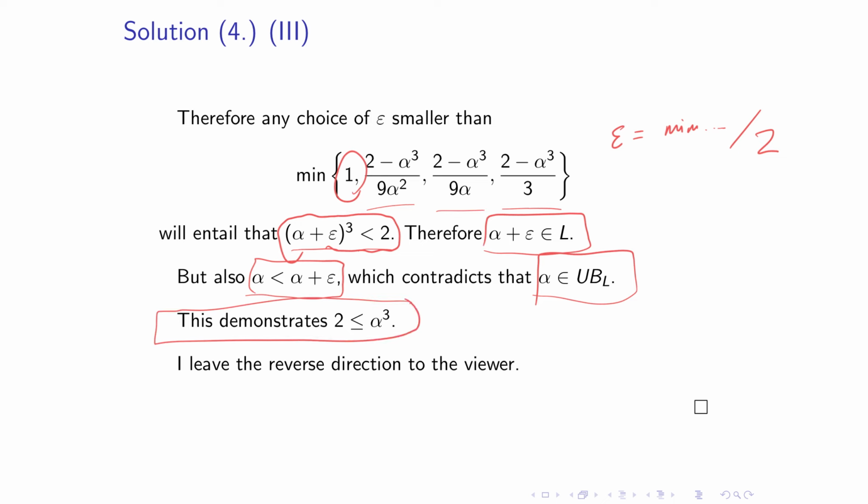And now we know that 2 is less than or equal to alpha cubed. And again, the reverse direction is left to the viewer. So I call that Halmos, right? The Halmos. Proof complete.